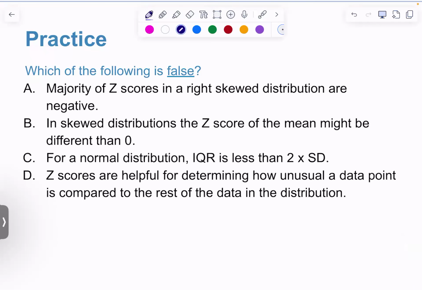It's a way of talking about z-scores. Which of the following is false? Huh? I'm going to have to sit down. I almost made it. Almost. So close.